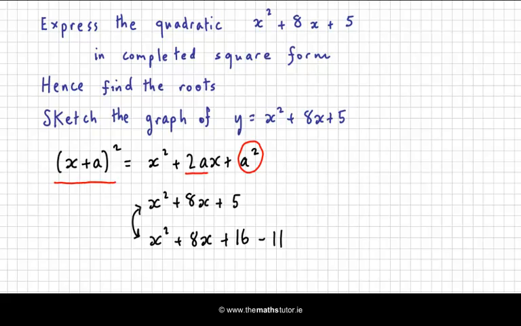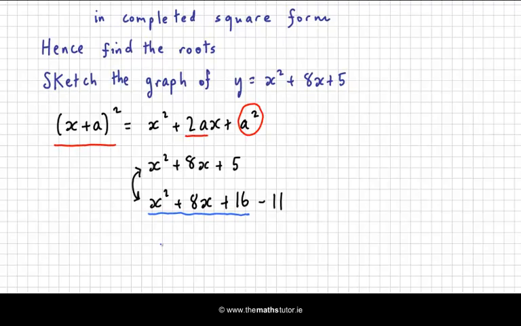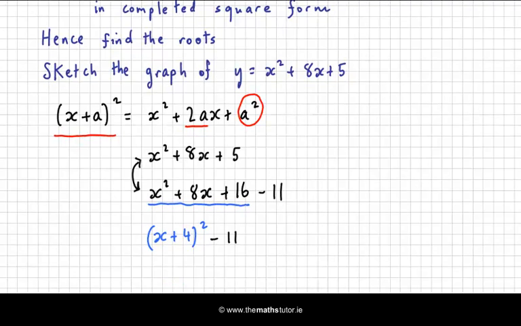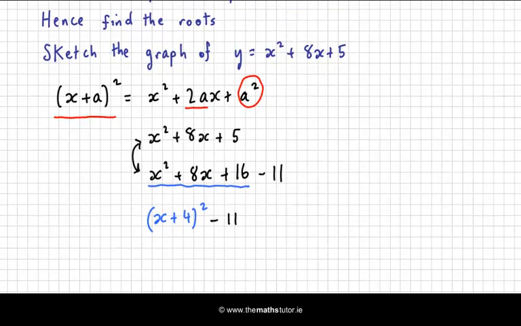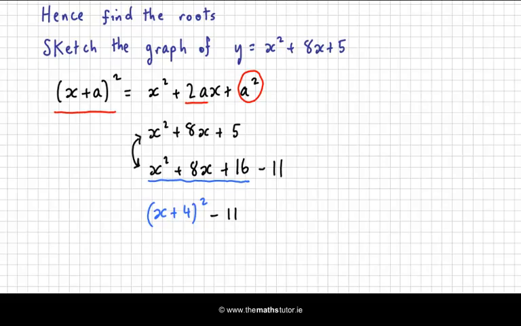Okay, and now what we can do is we can rewrite this bit that I've underlined as x plus 4 all squared. So this becomes x plus 4 all squared minus 11. And all we do now is, if we want to find the roots, to find the roots, you're looking for where the expression is equal to 0. So we just make it equal to 0. And we solve for x.